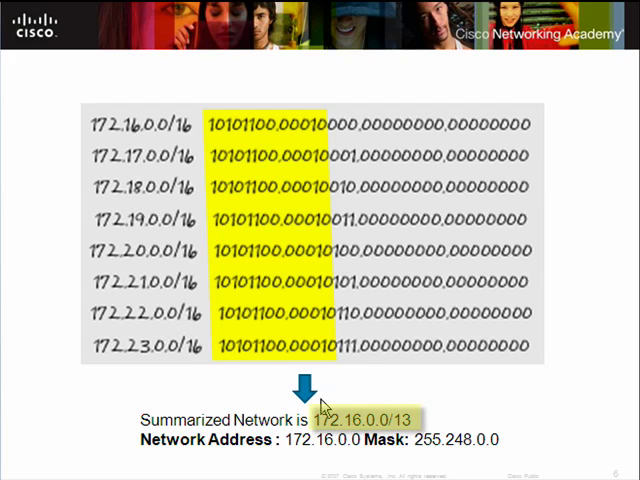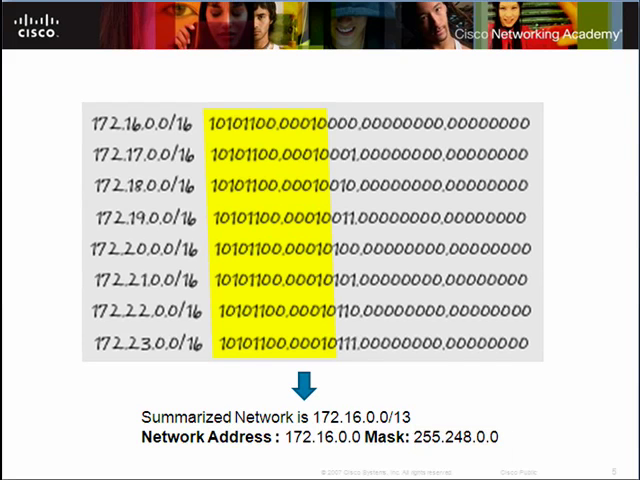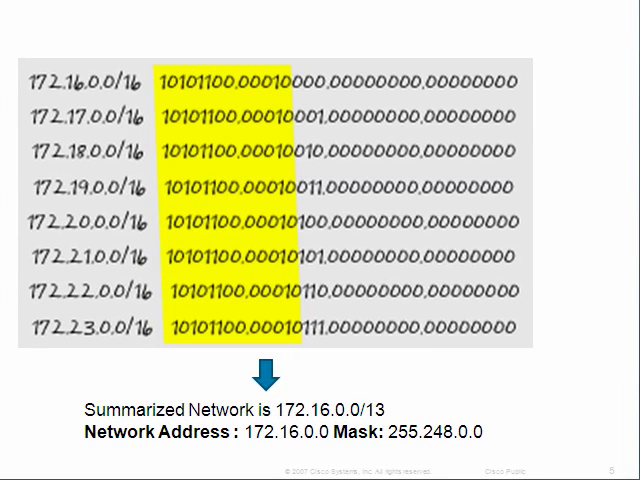172.16.0.0/13, where the network address is 172.16.0.0 and the mask is 255.248.0.0. I hope these examples have been useful to you in understanding VLSM and CIDR, the importance of these two techniques, and how these two techniques work.